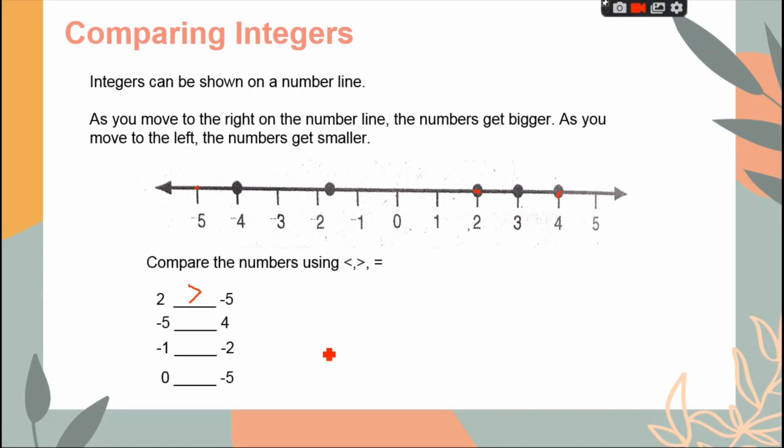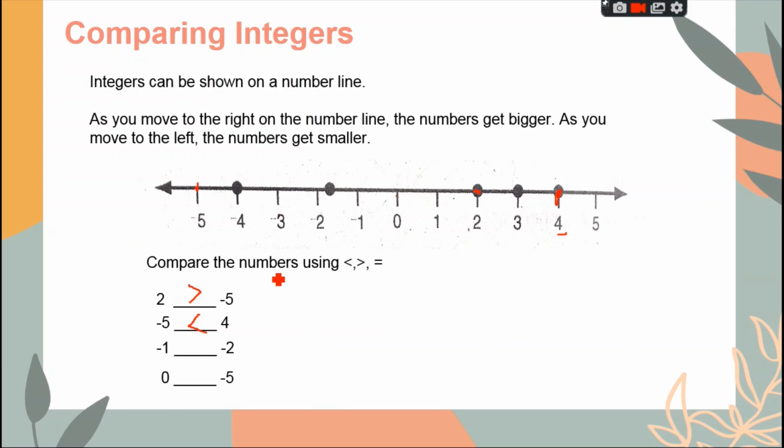Now let us compare -5 and +4. Still, let us use our number line. Here is -5, and here is our positive 4. As we can see, 4 is on the right side of our number line, and negative 5 is located on the left side. So it means 4 is bigger than negative 5. So negative 5 is less than positive 4.